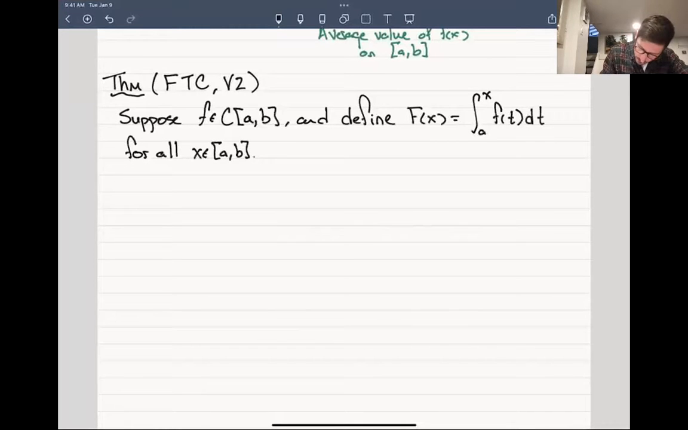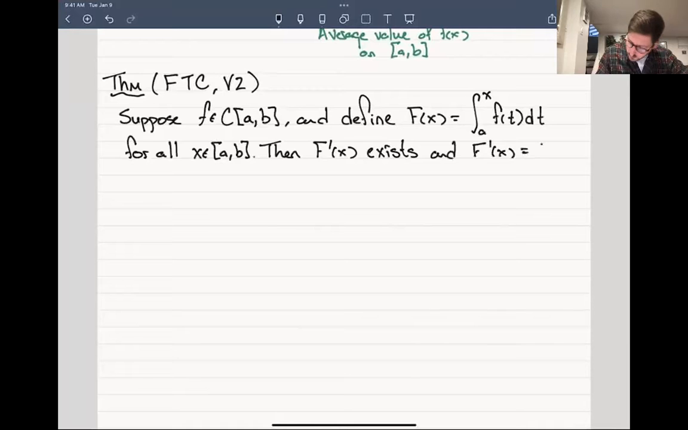Great. Then F prime exists, so we've created a differentiable function, and its derivative is equal to f of x everywhere. It's equal to little f of x. So basically what we did with this is we created an antiderivative. This is what you use extensively for indefinite integrals.